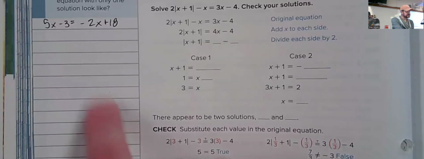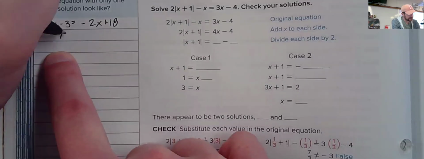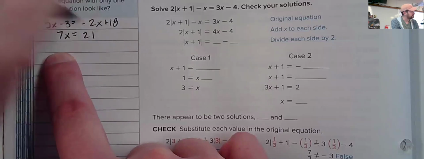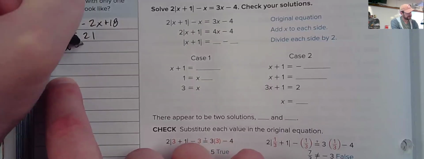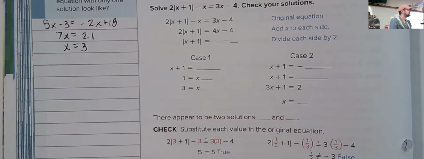We'll add 2x to both sides. That'll be 7x over here. We'll add 3 to both sides. That'll be 21 there. We'll divide by 7. X equals 3. That's the answer for the first one.